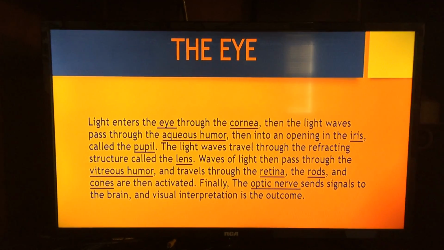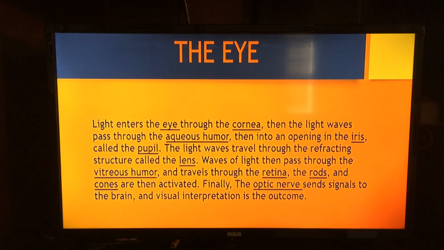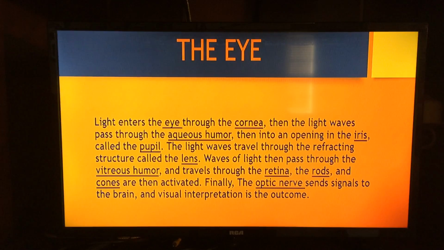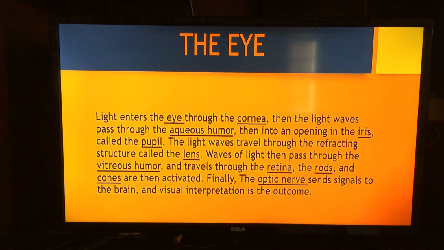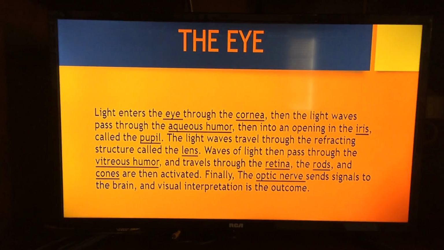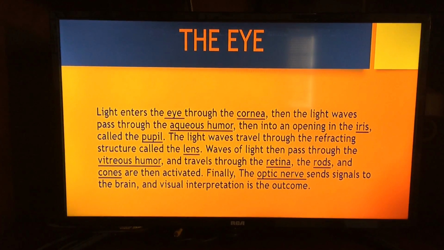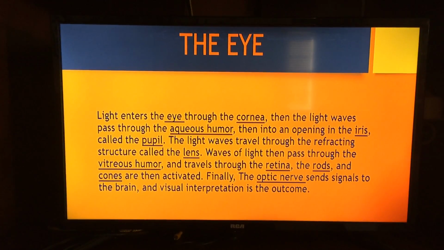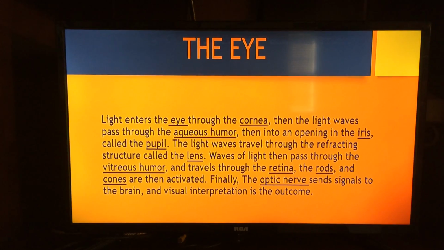Light enters the eye through the cornea. Then the light waves pass through the aqueous humor, then into an opening in the iris called the pupil. The light waves enter through the refracting structure called the lens. Waves of light then pass through the vitreous humor and travel through the retina. The rods and the cones are then activated. Finally, the optic nerve sends signals to the brain, and visual interpretation is the outcome.